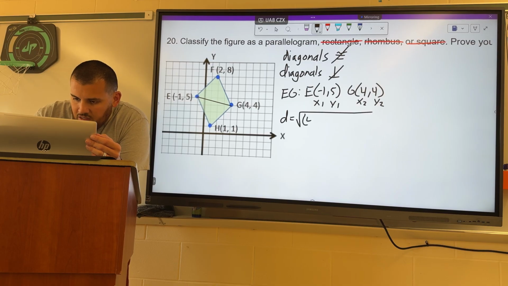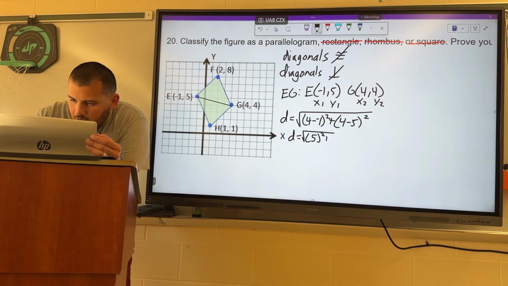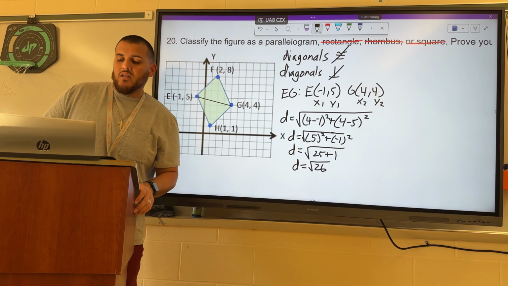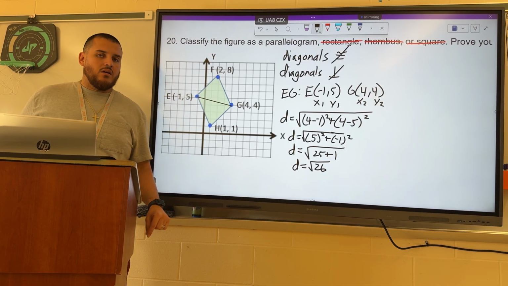So x2 minus x1, that's 4 minus -1 squared, plus y2 minus y1, that's 4 minus 5 squared. Doing parentheses first, we get 4 minus -1 gives me +5. We have 4 minus 5 gives me -1. And then we are squaring. 5 squared is 25. -1 squared is +1. 25 plus 1 will give me the square root of 26 for that diagonal. But this is a parallelogram. The other diagonal cannot be this long, right?